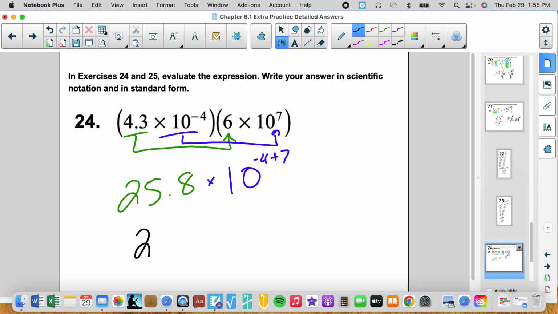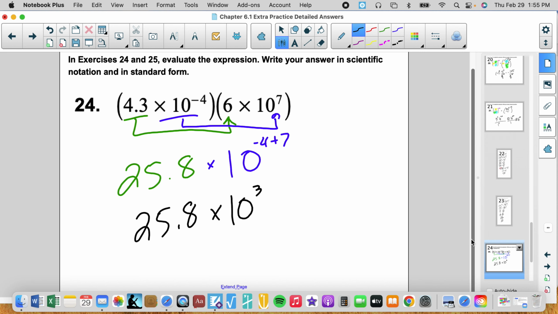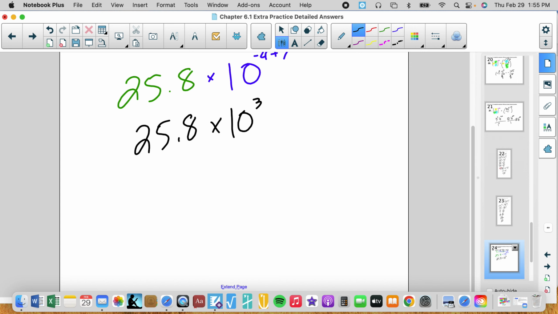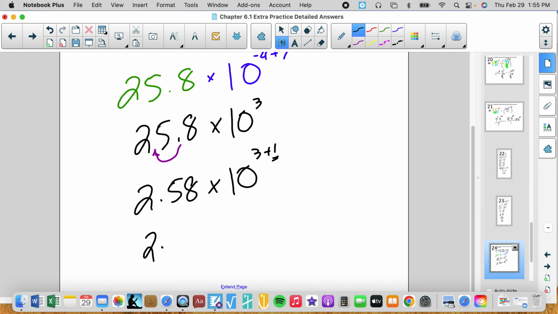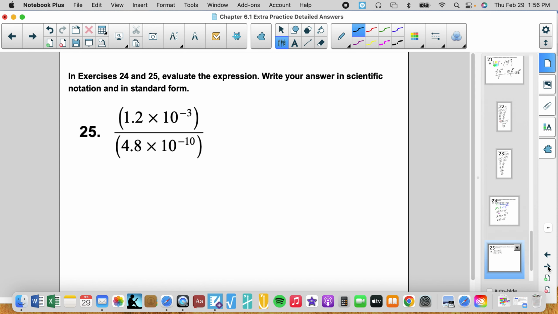So this is going to give me 25.8 times 10 to the third. Now I'm not done because scientific notation needs to be between 1 and 10. So I'm going to move this decimal point over. So that becomes 2.58, and that adds, because it takes the place of a 10, it made something bigger smaller. So where did that bigness go? It went right here. So 2.58 times 10 to the fourth would be my answer. So neat technique.